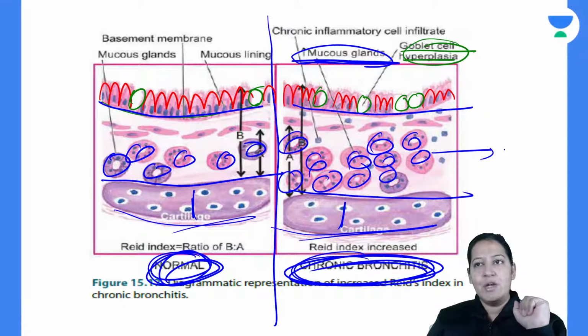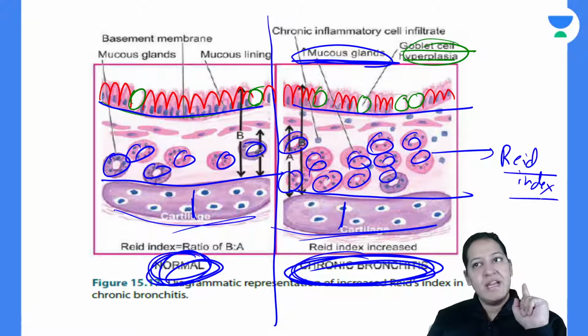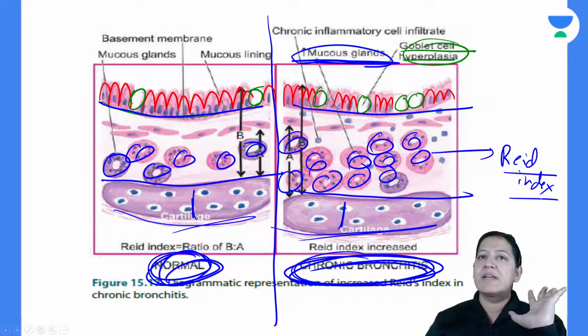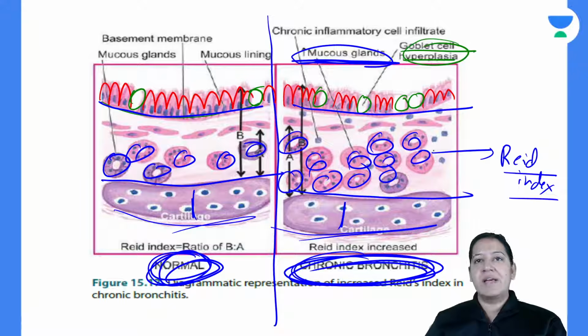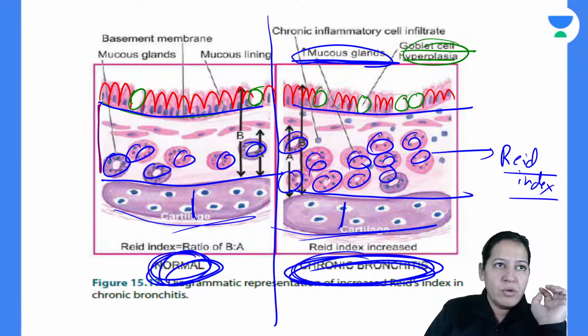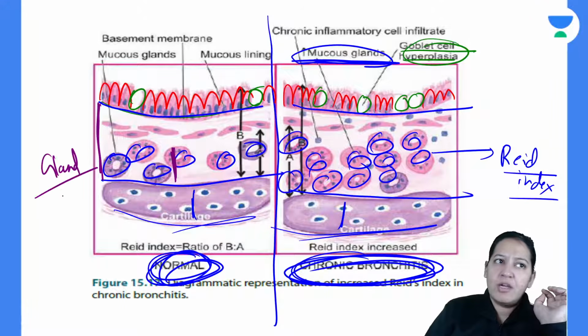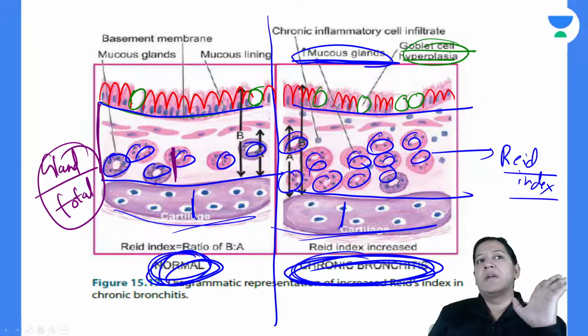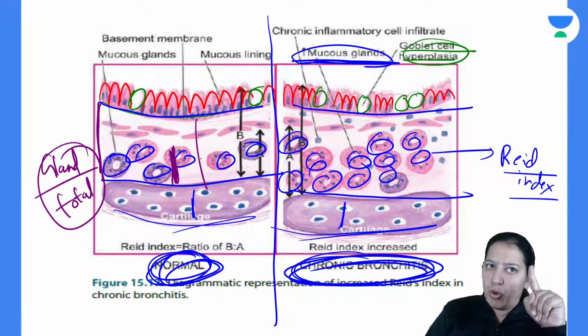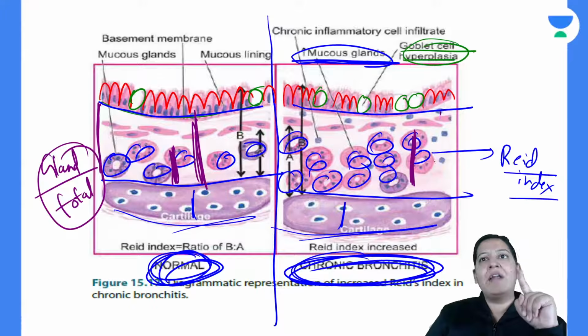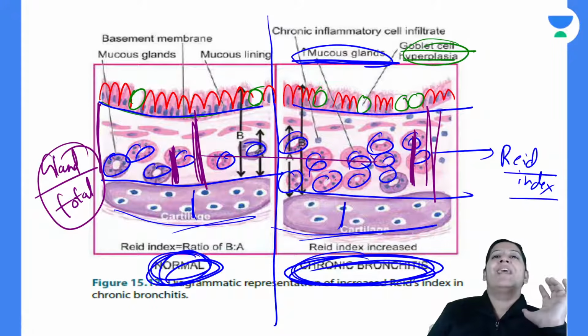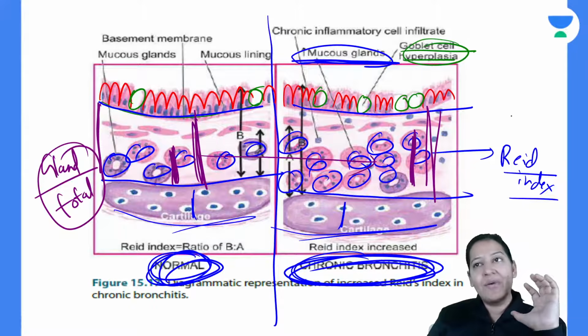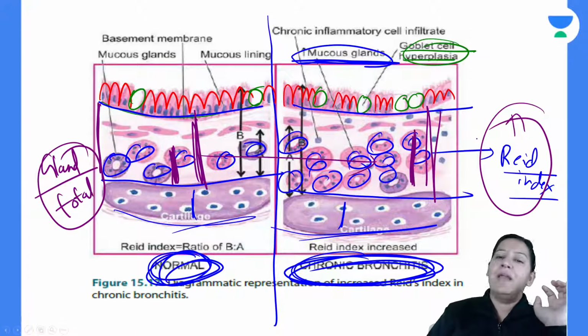Here I would like to tell you a term known as Reid index. Very, very important. What is Reid index? Does anyone know what is Reid index? See the full thickness of the submucosa and within it the thickness of the gland. So thickness of the gland in the numerator and total thickness in the denominator. This numerator over denominator is known as Reid index. Here the numerator is increasing, so Reid index increases in chronic bronchitis.